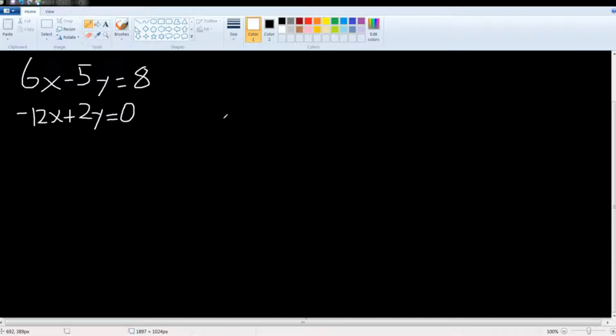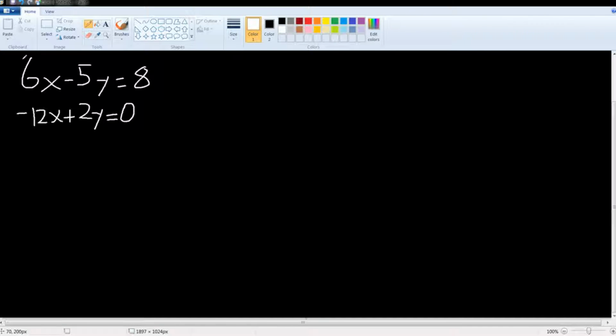So when it comes to using the method of elimination, our goal is to look at the coefficients of these equations and see if any of these coefficients are a multiple of the other equation, meaning we want to see if we can multiply one of these equations by a certain number so that they can cancel out with the same variable's coefficient. So for example, if we look at these two equations, I see 6x minus 5y is equal to 8, negative 12x plus 2y is equal to 0.